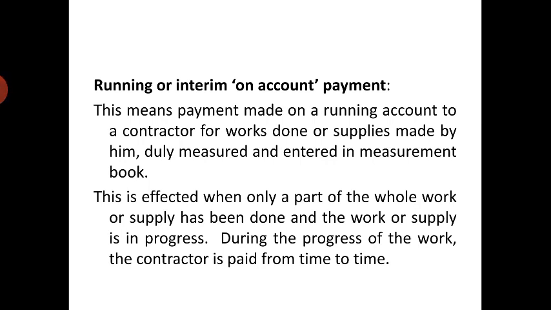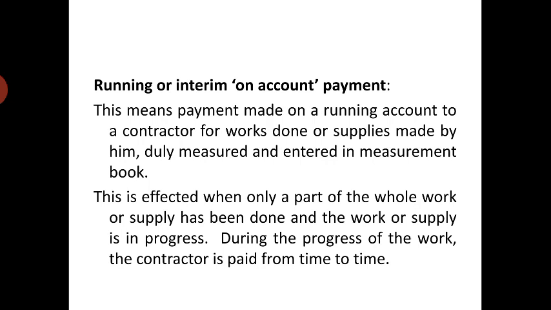Running or intermediate on account payment. This means the payment made on running account to a contractor for works done or supplies made by him, duly measured and entered in the measurement book. This is effected when only a part of the whole work or supply has been done, and the work or supply is in progress. During the progress of the work, the contractor is paid from time to time.